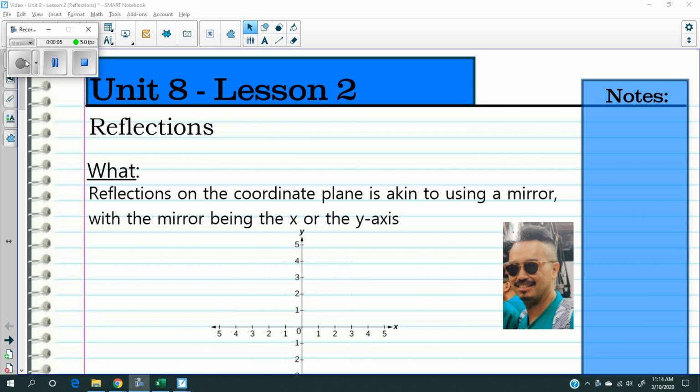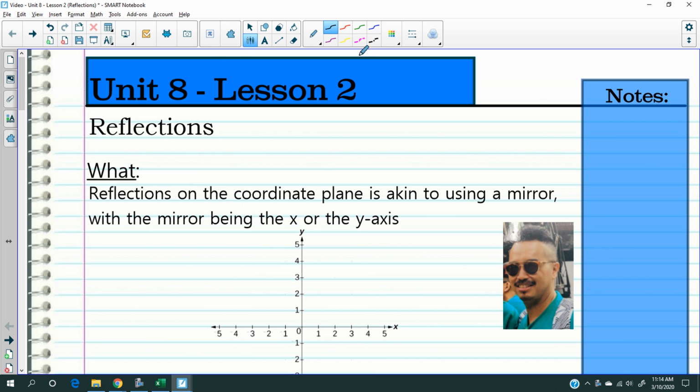Okay, all right. So today we are going to go over Unit 8, Lesson 2, which is reflections. Now, before I start, I just want to tell you, don't be frightened by this image of me. I'm doing that as part of the lesson. Okay, all right. So what are we doing here?